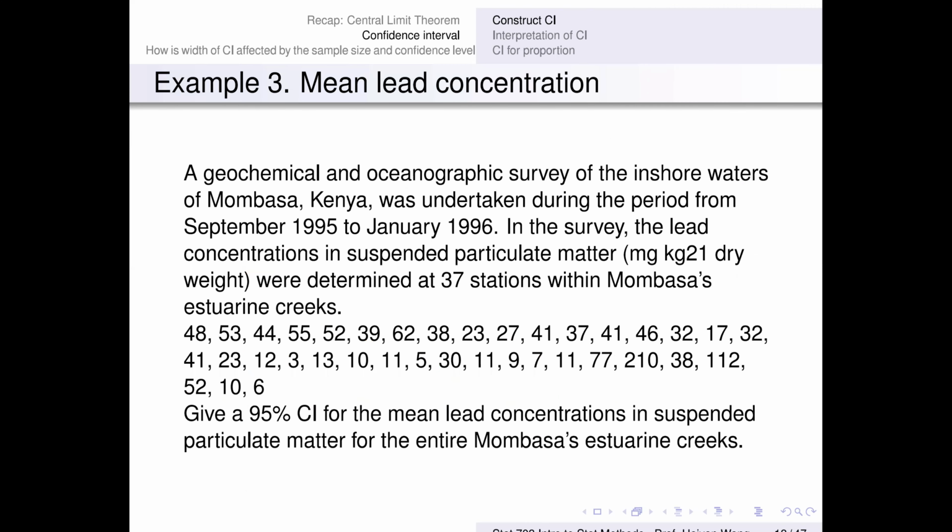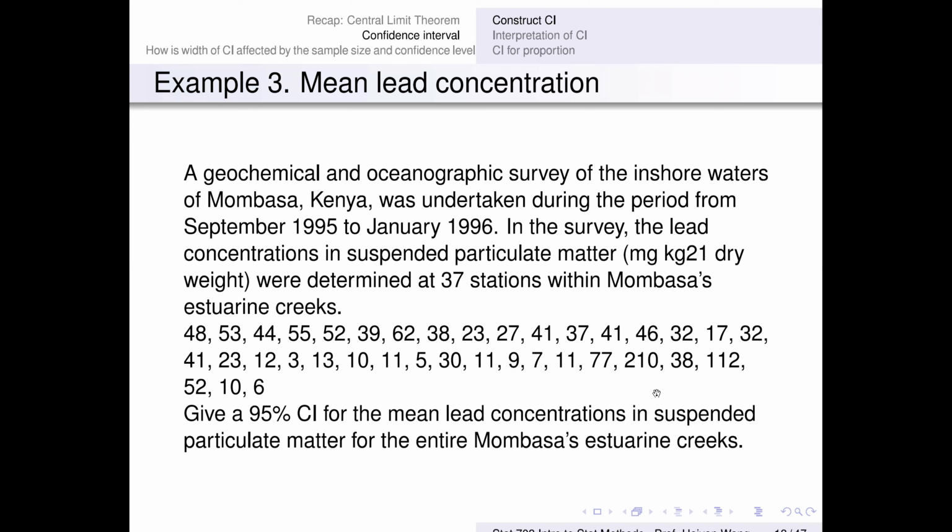And here's the third example. For this example, there are 37 stations, and they were trying to consider in-soil water in Kenya, and they wanted to see the lead concentration in it. The sample contains 37 stations, and we want a 95% confidence interval for the mean lead concentrations. Okay, for this one, 37 is not very large, but it's still just at the boundary between large and small.